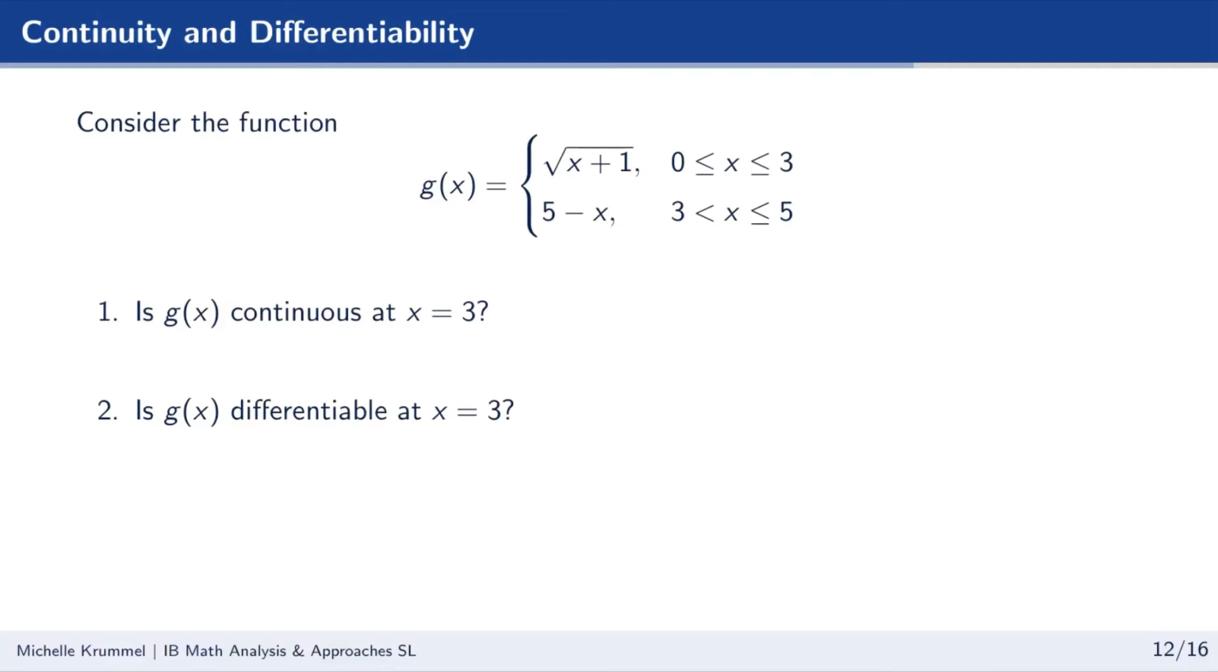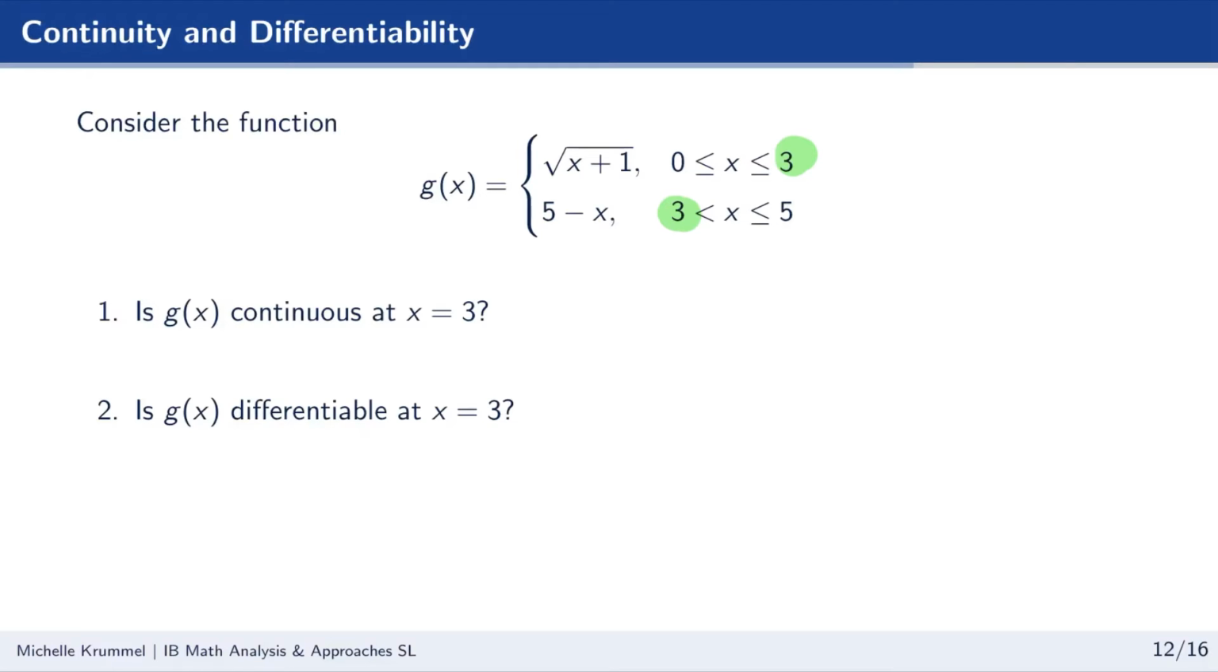So of course they're asking us at x equals 3, which is right where the domain splits, right? So in order for g to be continuous at 3, we have to make sure that the limit as we approach 3 from the left is equal to the limit as we approach 3 from the right is equal to g of 3.